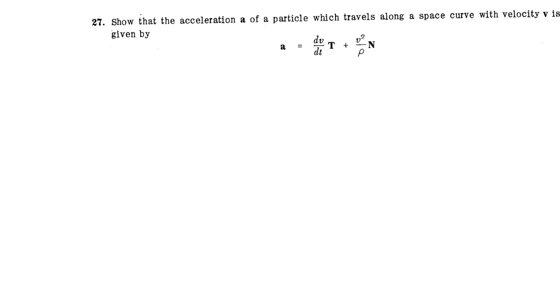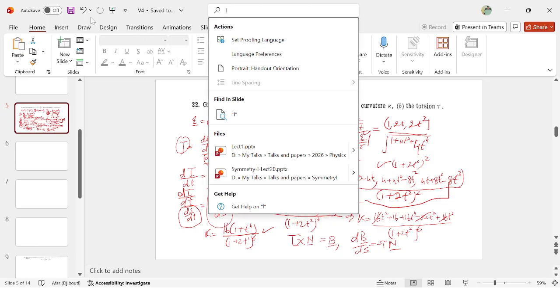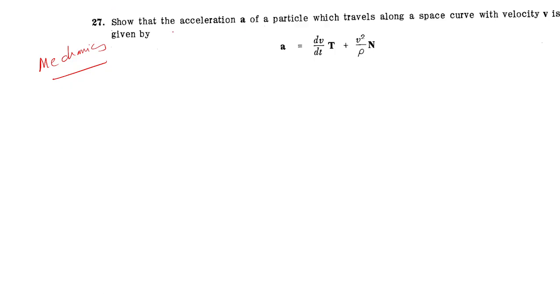Solve question number 27. This is a mechanics question. Over here we have to prove that acceleration has two components: one is a tangential component and the other is a normal component. So we have to prove this equation.